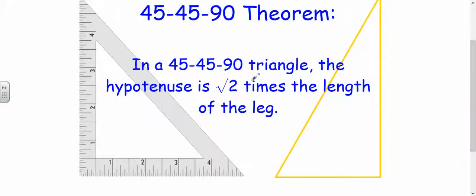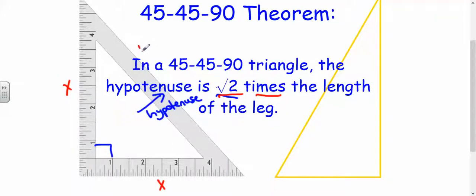So in a 45, 45, 90 triangle, the hypotenuse, so again, the longest side is the hypotenuse, okay? And it's across from the 90-degree angle, and it's always the square root of 2 times the length of the leg. The legs are always going to be the same length, okay? And so for a 45, 45, 90, that makes this hypotenuse x times the square root of 2. And it's always going to be that way.